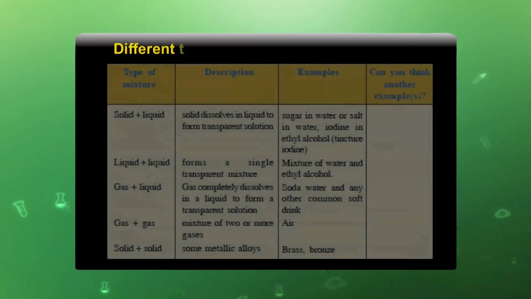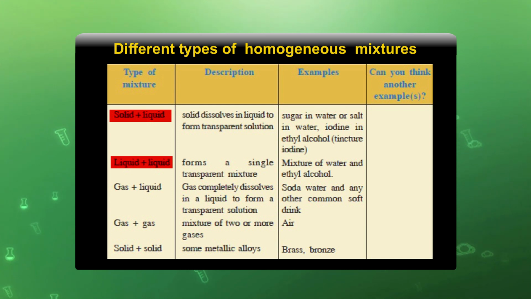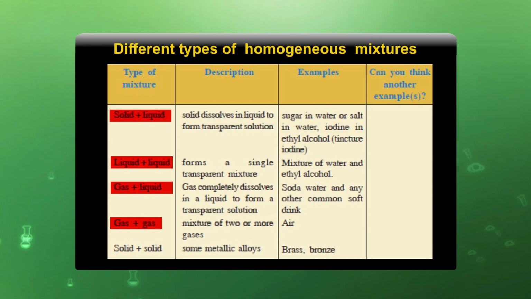There are some examples given in this table, different types of homogeneous mixtures. The examples are solid and liquid, liquid and liquid, gas and liquid, gas and gas, and solid and solid. So, these are the examples we have mentioned here.